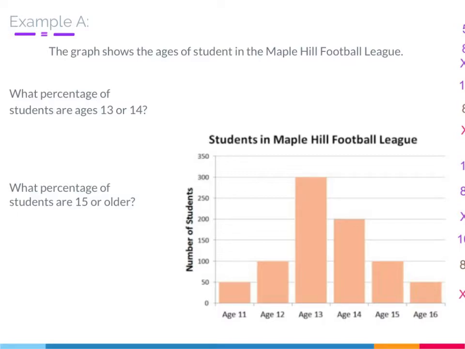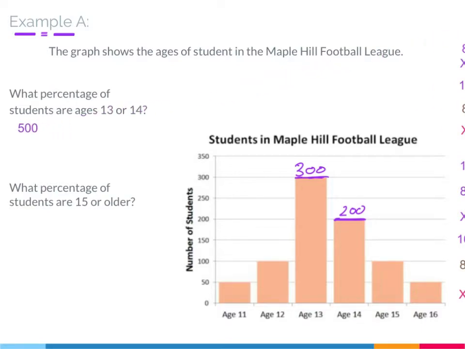So the first thing we've got to figure out is how many students are between the ages of 13 and 14, and I can't just look at one bar. If I look at one bar in my graph, I can see that this bar right here tells me that I have 300 13-year-olds, but I'm not just looking for the number of students who are 13. I'm also looking for the number of students who are 14. So I have to include both the 13-year-old and the 14-year-old bars. When I do that, I have 300 students that are 13, and I have 200 students that are 14. So I have to add them together. 300 plus 200 is going to give me 500 students.